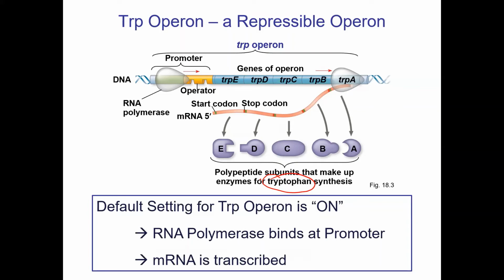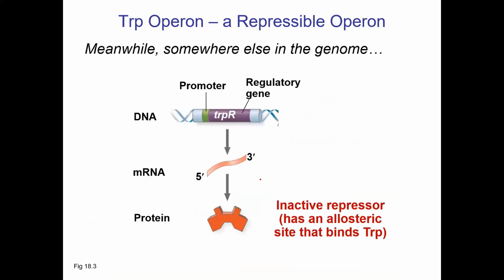Of course, there's going to be a point where the cell has enough tryptophan. So this is where we have to start thinking about turning it off. We don't want to just waste all those resources, make those enzymes, and make tons and tons of tryptophan. So we want to turn this off at some point. That's where that little regulatory component comes in.